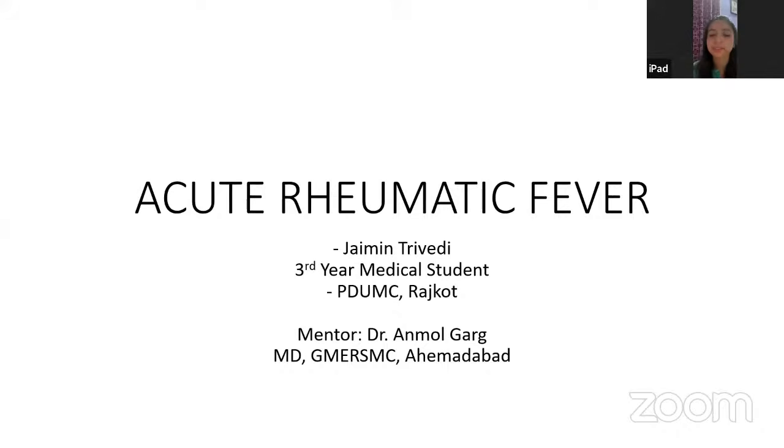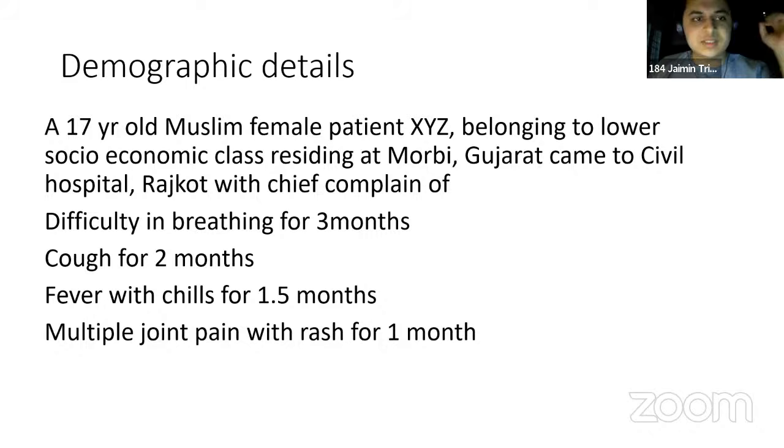We can start. So this is a case of acute rheumatic fever. To start with the demographic details, a 17-year-old Muslim female patient XYZ belonging to lower socio-economic class residing at Morbi, Gujarat, came to Civil Hospital Rajkot with chief complaint of difficulty in breathing for 3 months, cough for 2 months, fever with chills for 1.5 months, multiple joint pain with rash for 1 month.